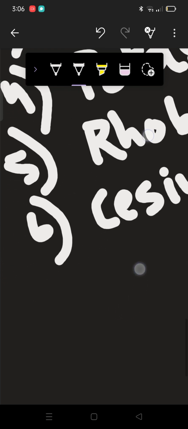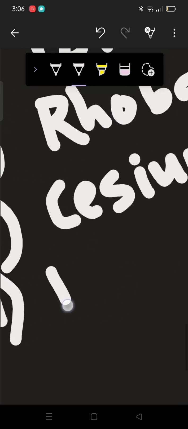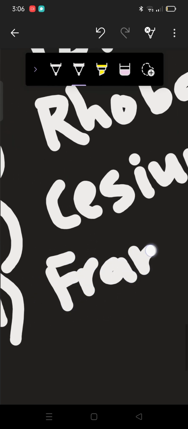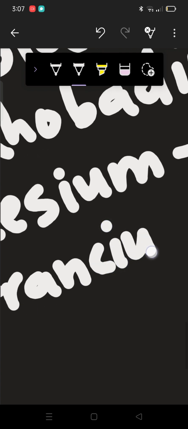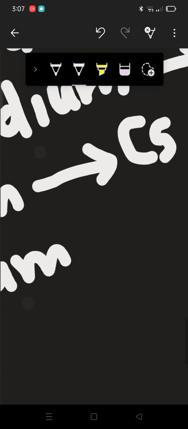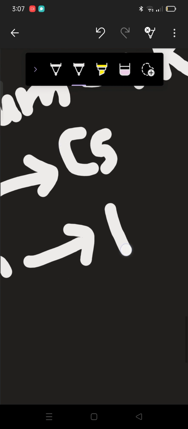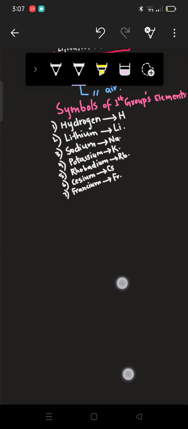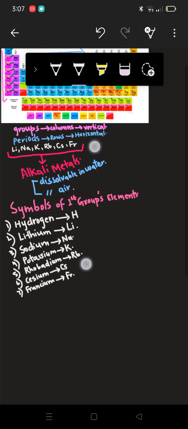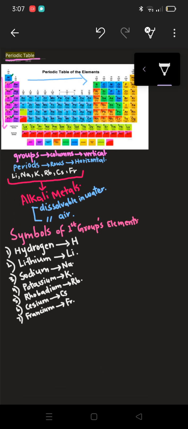Last but not the least, we have francium, which is represented with capital F and small r. Alright, so these are the samples of the first group elements. Now, how many electrons are present in their outermost shell, or how many electrons are they losing?